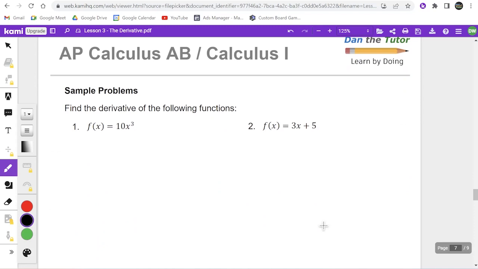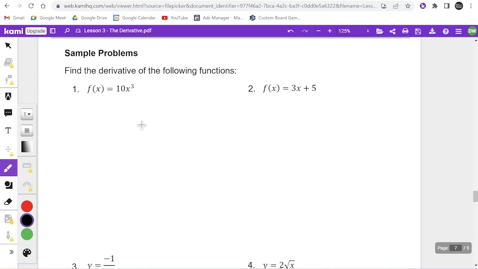So for number 1, we have the derivative of 10x cubed. What rule is this? This is mainly the power rule. Yes, there is multiplication by a constant as well, but I'm just going to say the power rule because that's the main rule.